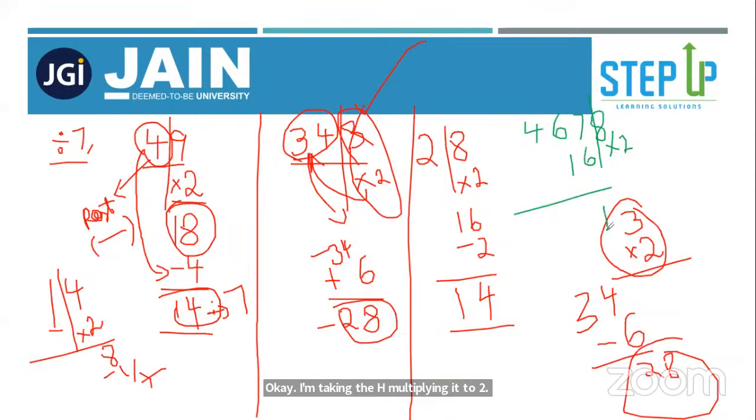7 minus 6 is 1. 6 minus 1 is 5. And this is 4. And again, 1 is multiplied with 2. 1 times 2 is 2. So I'm subtracting 45 minus 2 over here. I get 43. That is not divisible by 7. So 4678 is not divisible by 7.